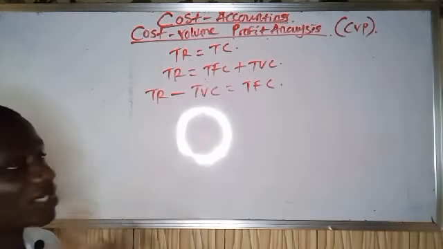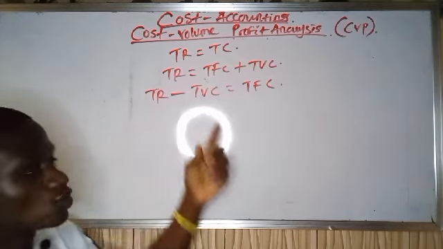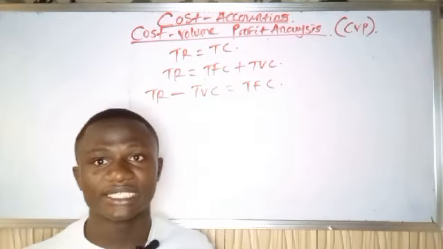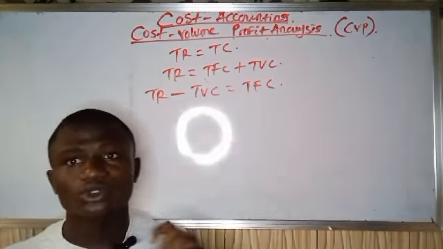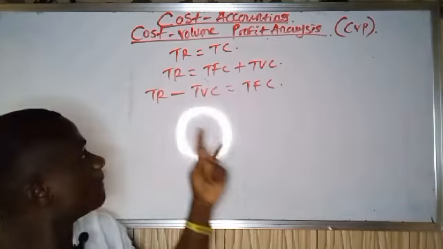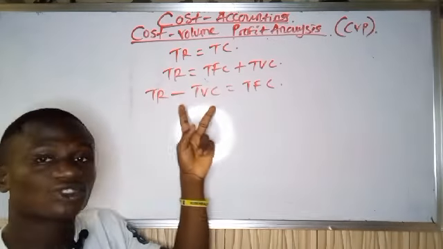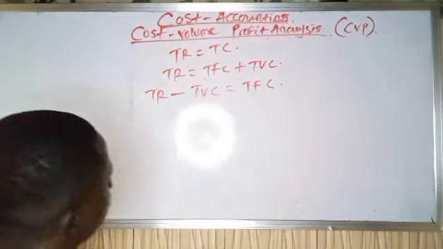This formula implies that, don't forget that I've established the formula for contribution: my total revenue minus total variable cost, from what I explained earlier, is my contribution and is equal to my total fixed cost. So definitely that means that at the point of break even, my contribution, which is total revenue minus total variable cost, is equal to my total fixed cost. So that is what it means.